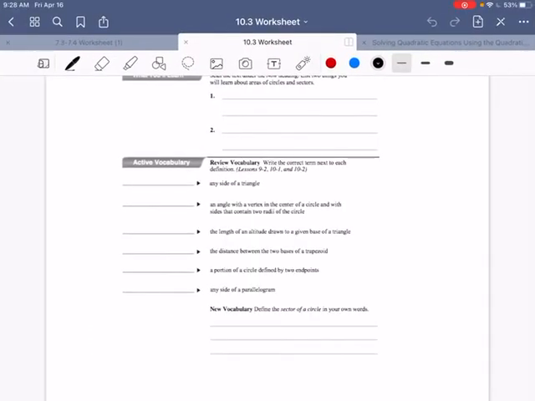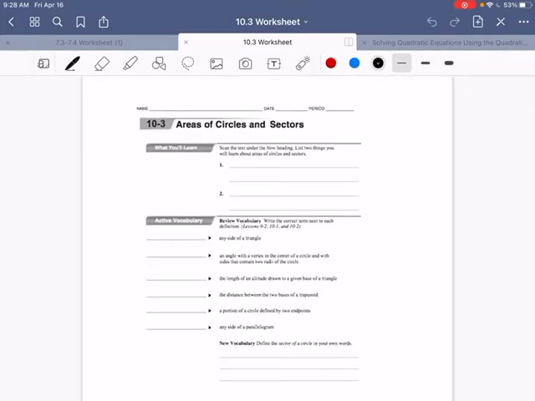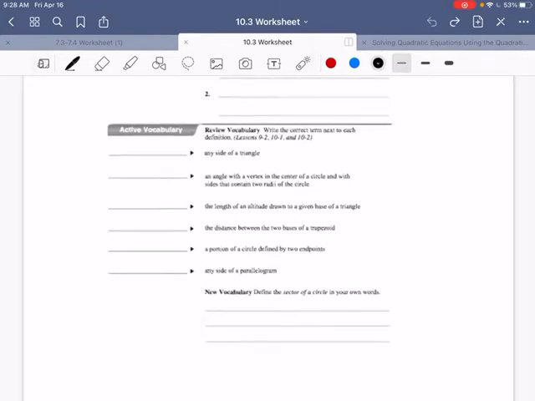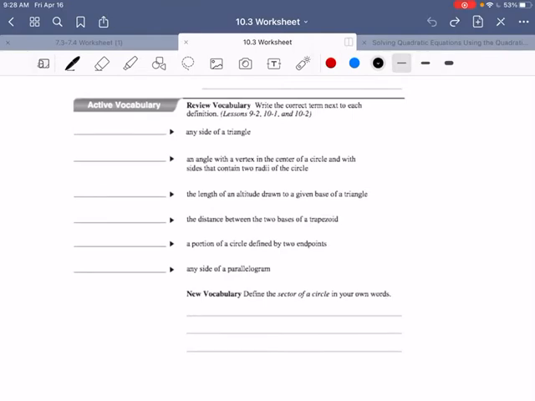Well, we're going to be looking at 10.3, area of circles and sectors. So I want you to make sure that you do this first section on your own, areas of circles and sectors, and then as well, this is just review some vocabulary. We're talking about all of these. I want you to take a minute, think about what these are, try to answer them.